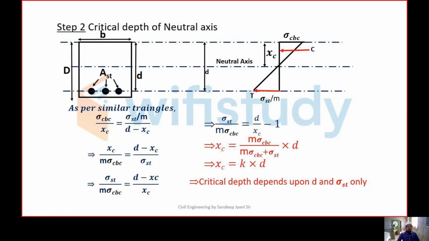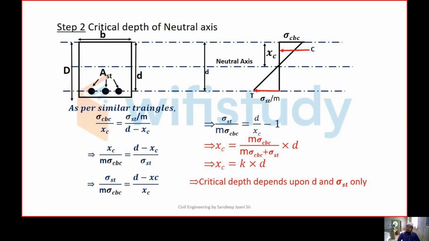Why did we write it like this? Because we are taking the stress terms on one side, and we are taking the depths on the right hand side. So from this equation comes sigma st by m sigma cbc is equal to, if we make xc common, then d by xc minus 1. So from this, xc is equal to m sigma cbc by m sigma cbc plus sigma st into d, which is written in red color.